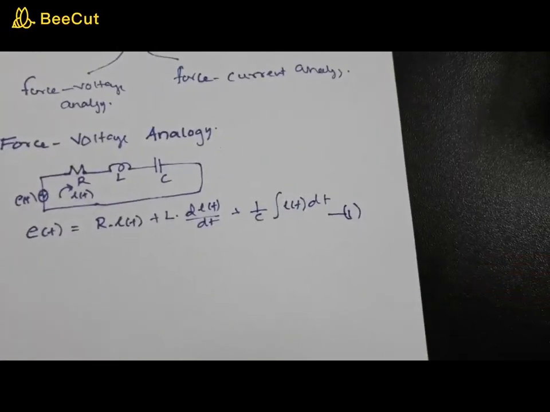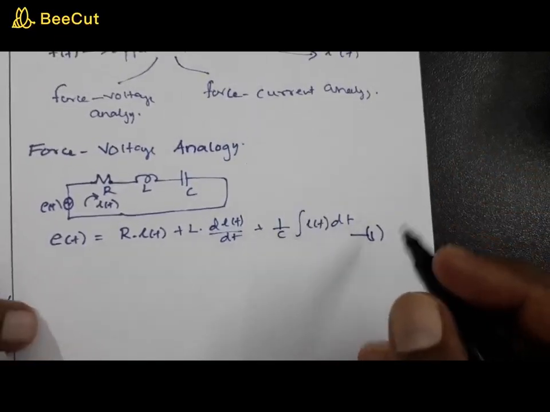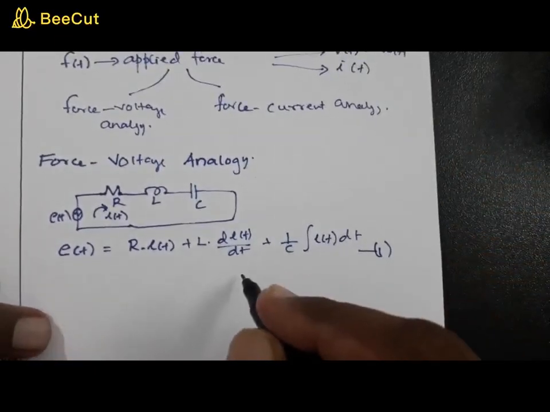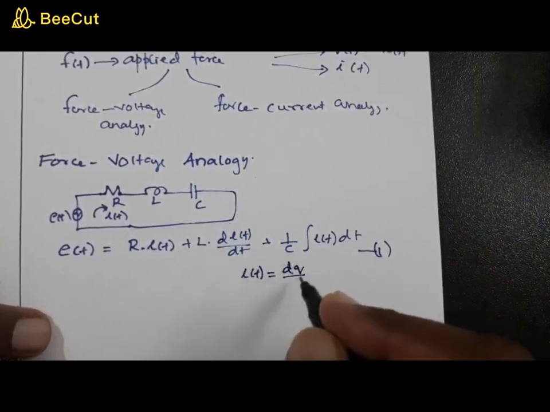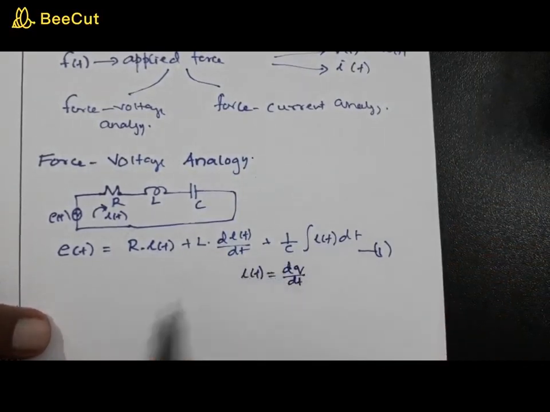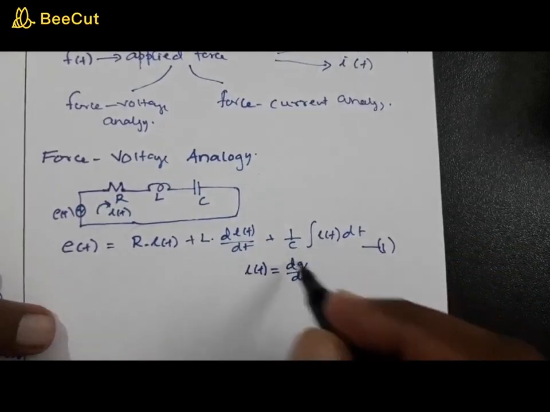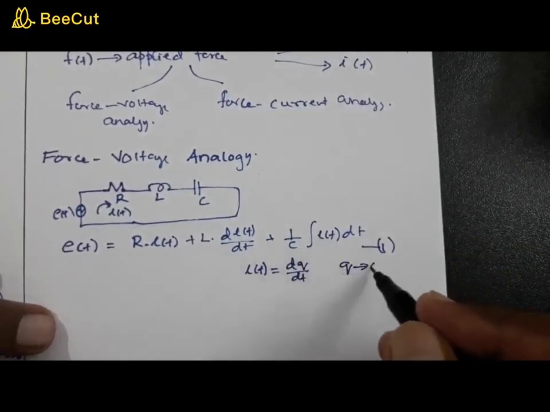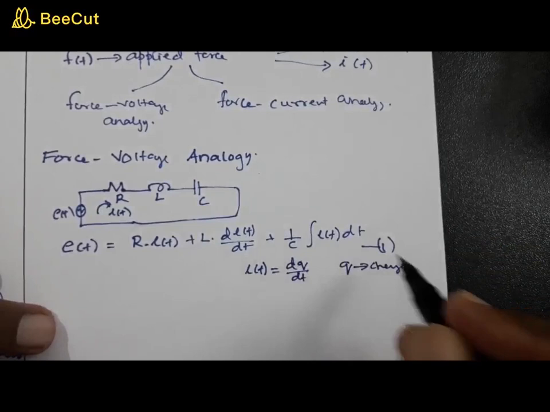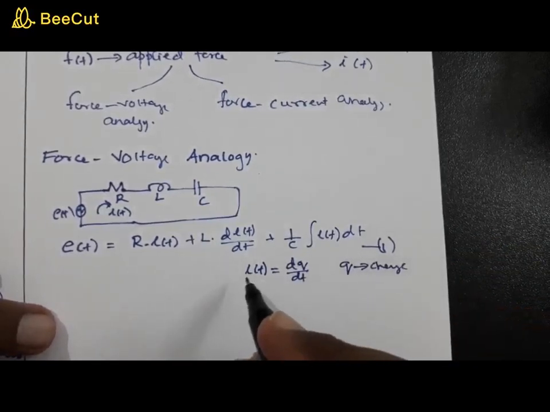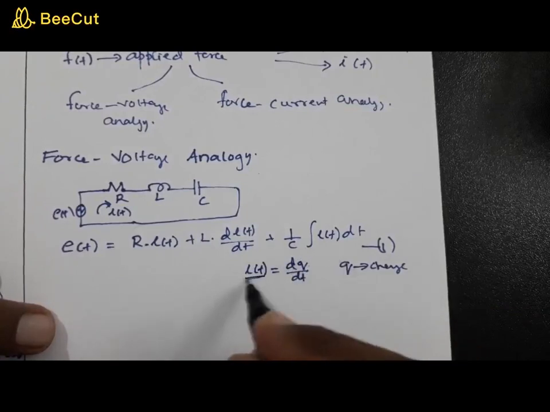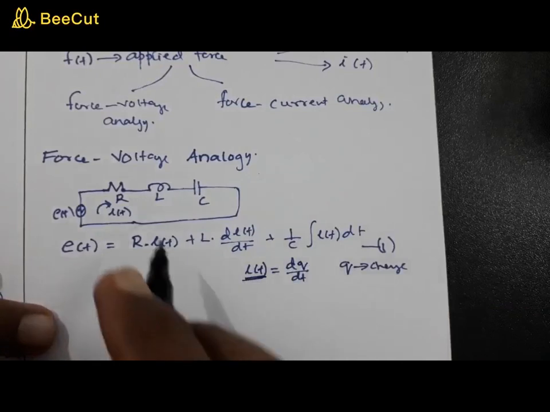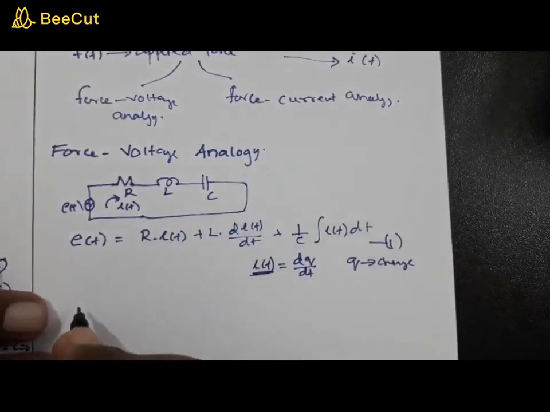Now we know that this i of t is nothing but the rate of flow of charge, right? Current is defined as the rate of flow of charge. So you can equate i equal to dq by dt, where q is called a charge. When charge moves, that results in current. So the rate of the flow of charge is defined by a parameter called current. Now you can substitute this in equation 1.